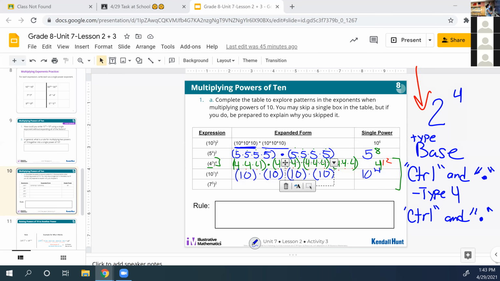Okay, I'm going to get rid of that. Okay, very nice. Last one, we're going to say 10 to the fifth, or 7 to the fifth. So we're going to do 7 five times. And how many groups of that are we going to make? Very good, Bridget. How many groups of 7 to the fifth are we going to make?